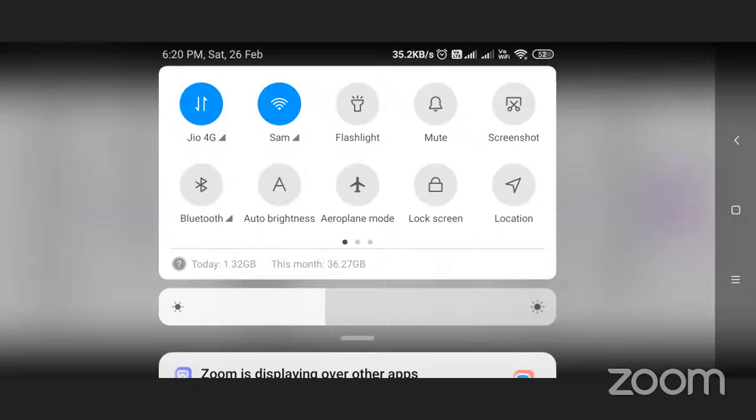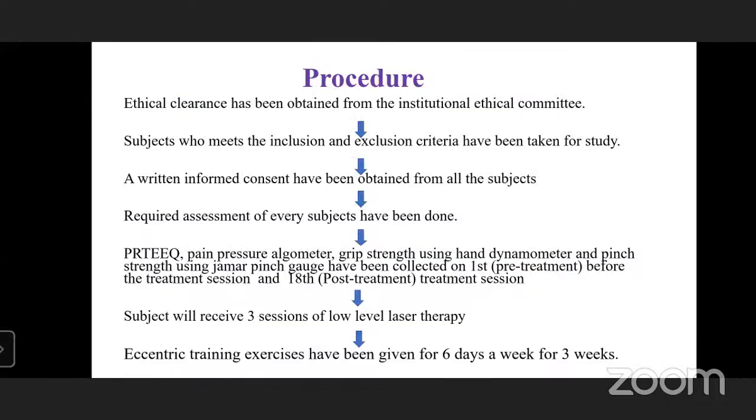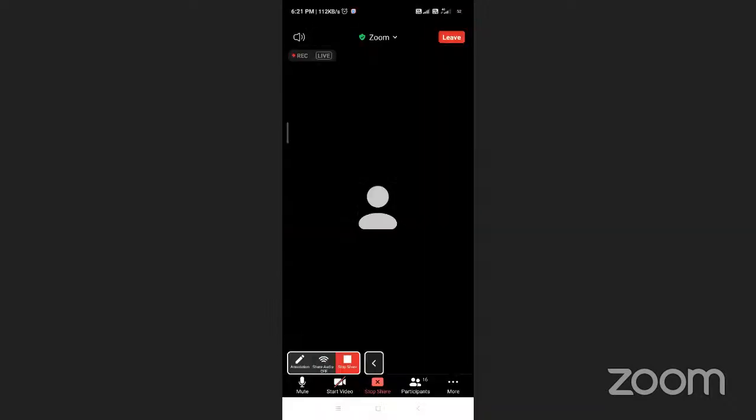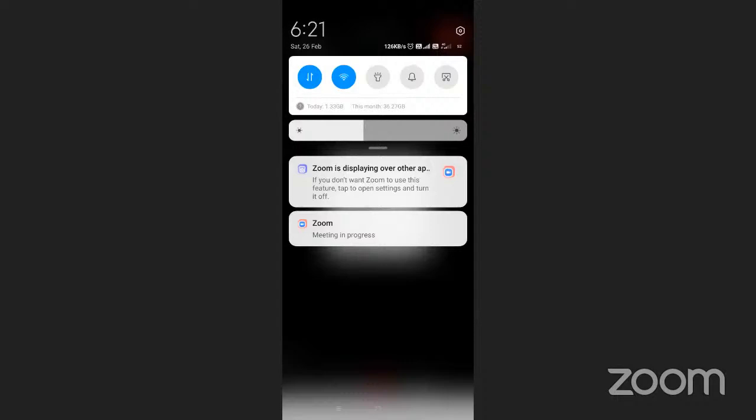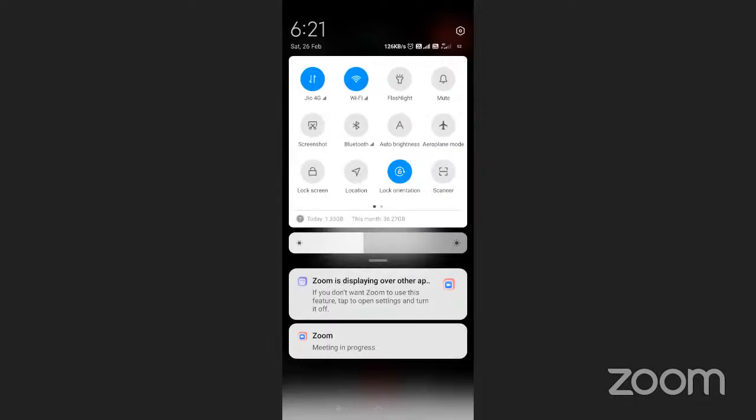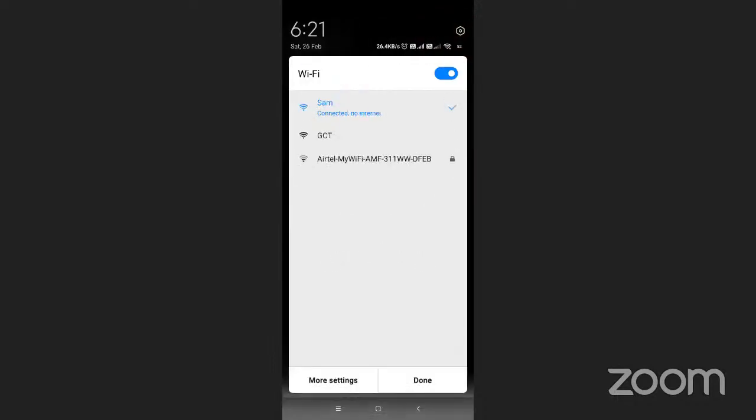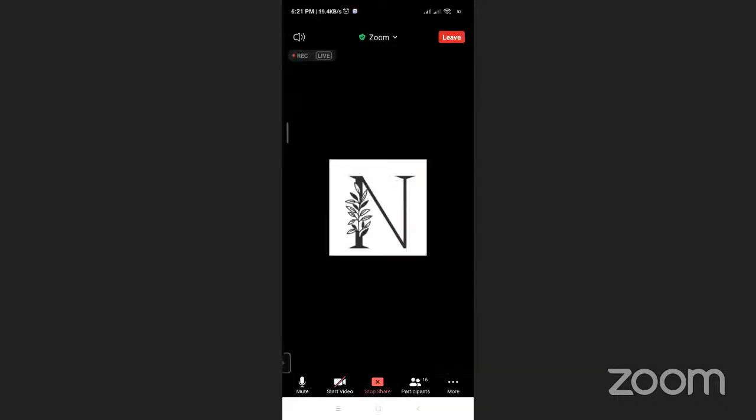Yes, go ahead, please. Ma'am? Yes, Sumedha. Sumedha, your audio is getting cut. I think you should give up Wi-Fi for a while and then be on mobile phone data. Can I continue now? I can't hear anything. Make it fast. Yes, sir.